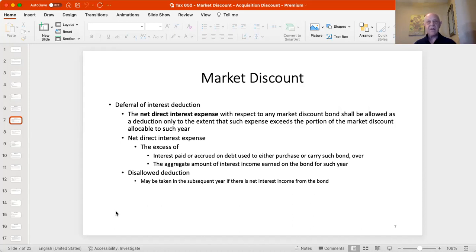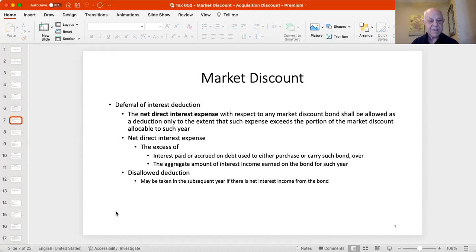And then in the next year, we do the calculation all over again, see if our interest expense is less than the coupon. And if it is, then the whole thing is just fully deductible. When the interest expense then in the second year is greater than the coupon, we then compare it to the market discount in the second year. That amount then again gets deferred, and we can deduct the excess if there's excess.